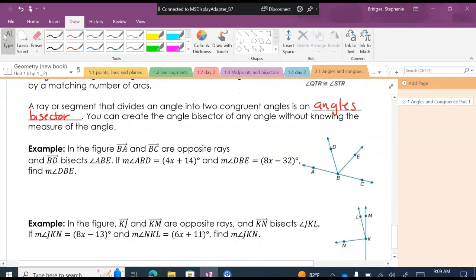Let's take a look at our example. What's the first thing it tells me? In the figure, ray BA and ray BC are opposite rays, which means they form how many degrees? 180. So look at your picture. BA goes to the left, BC goes to the right. All together, that whole thing is going to be 180 degrees.